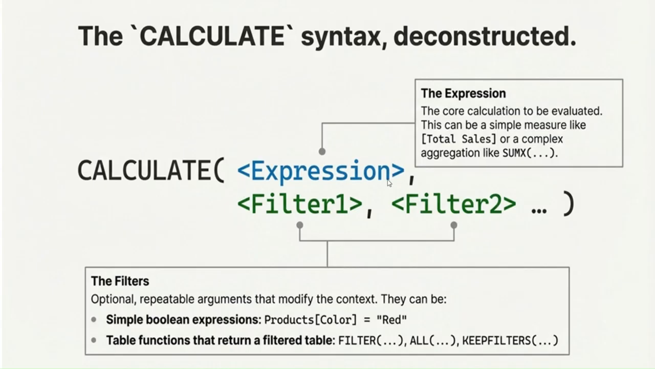This is the syntax of CALCULATE. Let's break it down. The first argument is the expression, the actual calculation. The remaining arguments are filters that modify the context. These filters can be simple Boolean conditions or advanced table expressions like ALL, FILTER, or KEEPFILTERS.